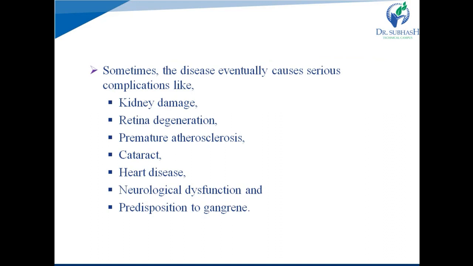And in extreme cases, if diabetes is not treated properly, kidney damage, retinal degeneration, premature atherosclerosis, cataract, heart disease, neurological dysfunction and predisposition to gangrene are also produced in diabetes. Neurological dysfunction means CNS disorders, and predisposition to gangrene means diabetes makes the patient liable to gangrene, more prone to gangrene.